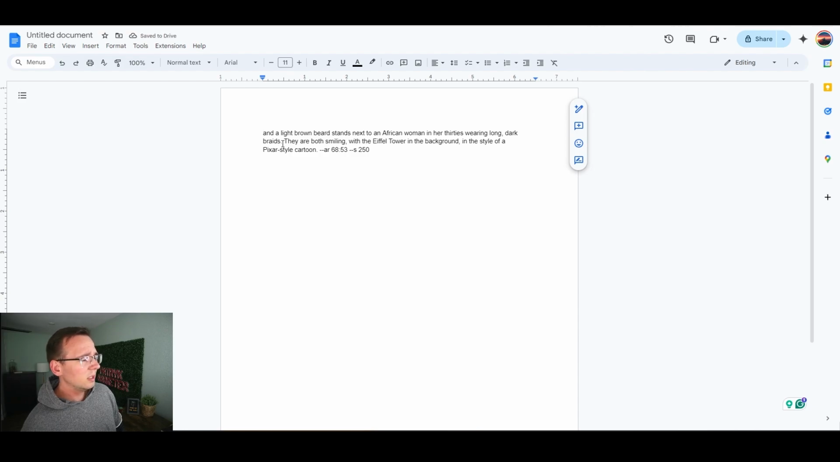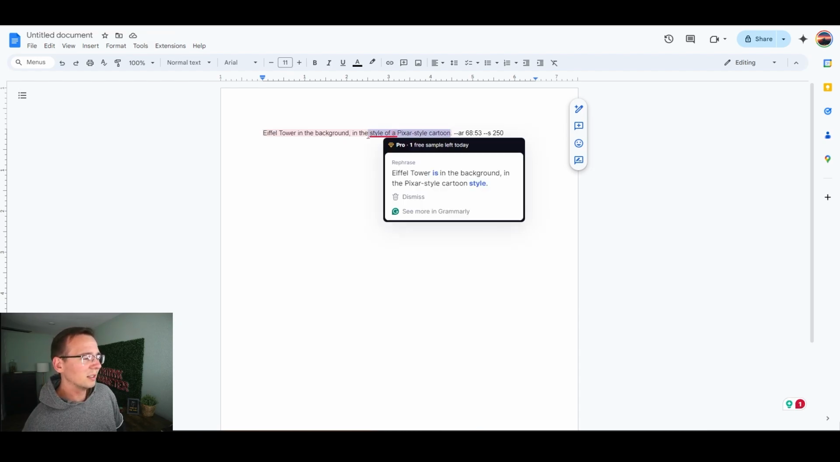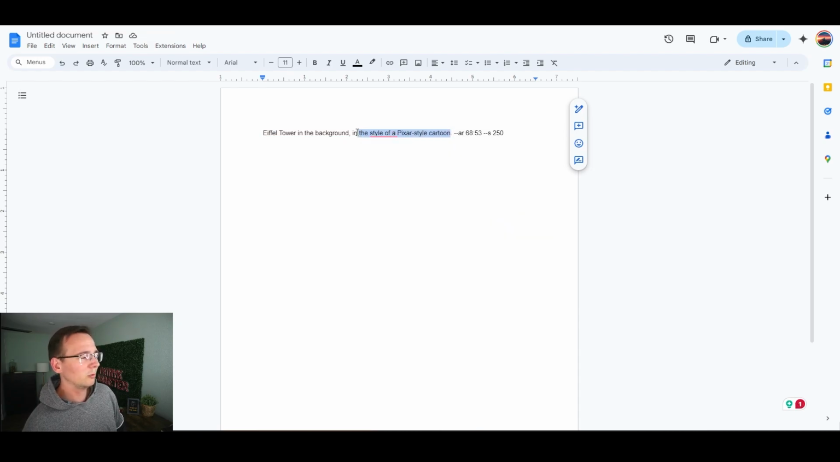Okay, we don't need to care anything about the people because so far we don't have any people. They're both smiling with Eiffel Tower in the background. This is insignificant too. In the style of Pixar cartoon. Honestly, this is all we need. In the style of Pixar cartoon. That's actually what we're looking for, okay? The whole prompt, honestly, is just this part right here. In the style of Pixar cartoon.